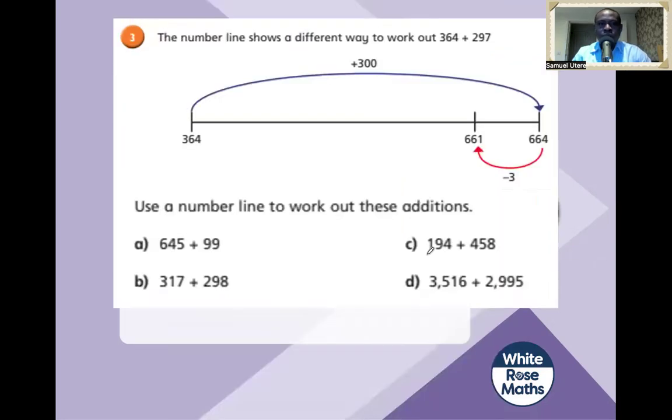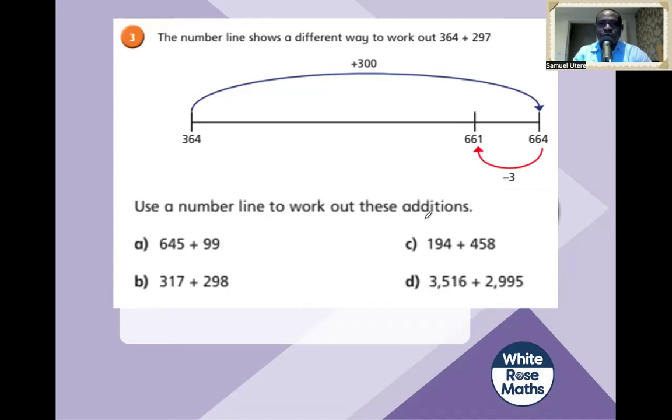Okay, here for the number line method, the number line shows a different way to work out 364 plus 297. So we added 300, we know we've added 3 extra. So we know if we add 300 to 364, we'll have 664. So in our calculation, we need to reduce it by 3. So our answer is 661. And then you're asked to use a number line to work out these additions.